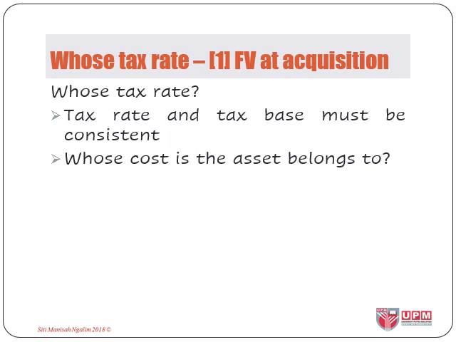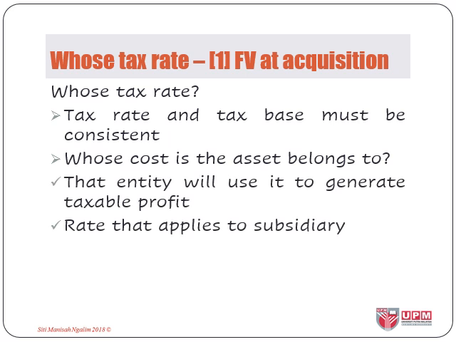Now, to reiterate the same question about whose tax rate to be used in the first case of fair value acquisition, the same rule applies. Tax rate should be consistent with tax base, or we ask whose cost the asset belongs to. So in business combination, the acquirer will be acquiring assets and liabilities of the acquiree. Thus, it is the acquiree that holds the cost of the asset. We could also identify this by identifying the entity that will use the asset to generate taxable profit, and in this case, the rate that applies to the subsidiary.